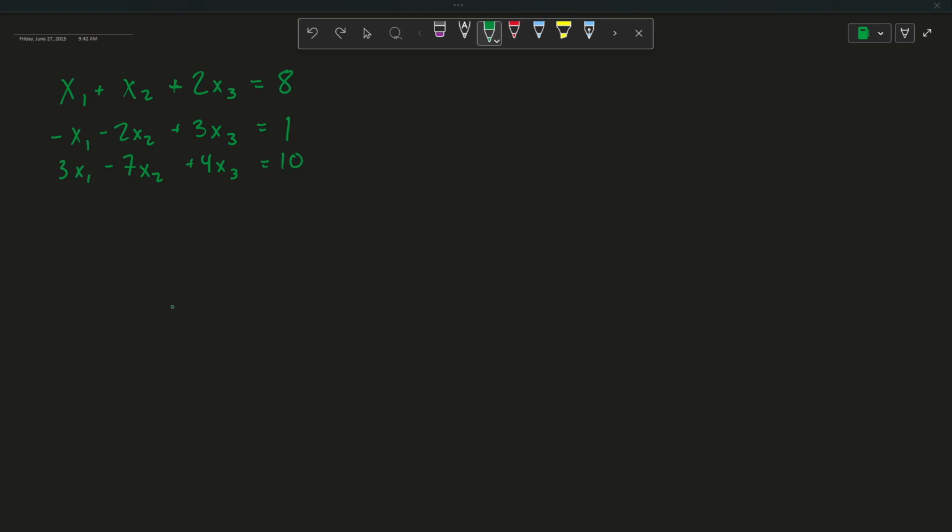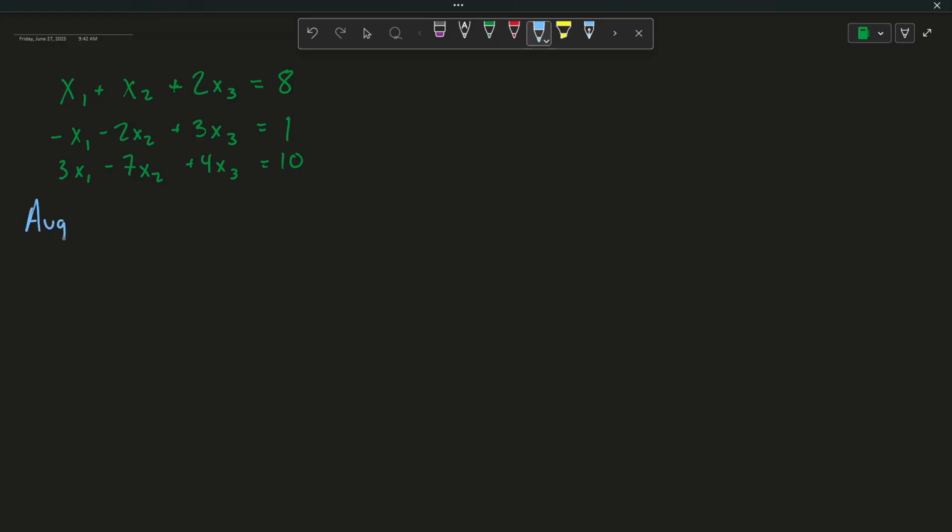So right here we got a system of equations that we want to solve. You can see we already have all our variables on the left. We've got x1, x2, x3. They're all lined up in the same order. That means we are ready to create our augmented matrix to solve this one with row reduction.